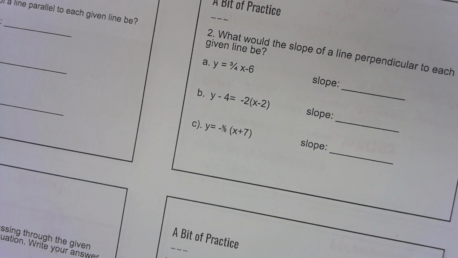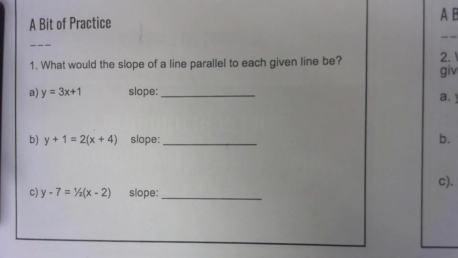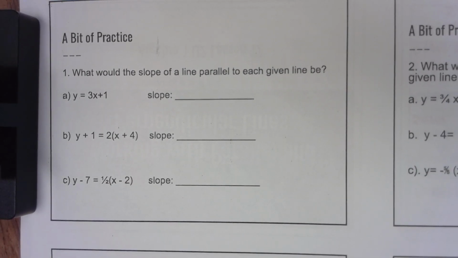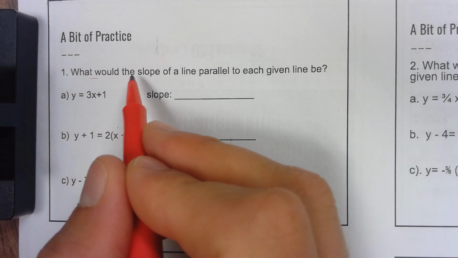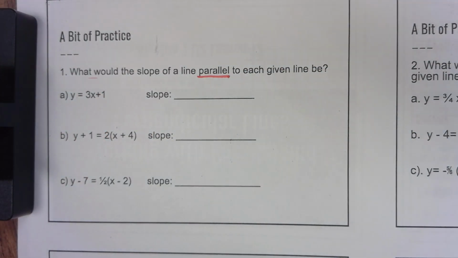And with all these problems, the reading of the problem is going to be really important, because that's going to tell us whether or not we're working with parallel or perpendicular, and if we need to write our equation in a specific form. So for this task, we're just identifying what the slope of a line that is parallel to the given equation would be.